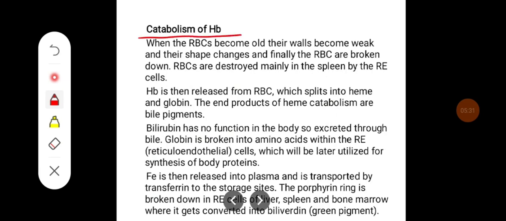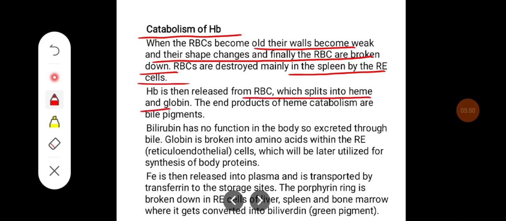Coming to the catabolism of hemoglobin, when RBCs become old, their walls become weak and their shape changes, and finally RBCs are broken down. RBCs are destroyed mainly in the spleen by the reticuloendothelial cells. Hemoglobin is then released from RBC, which splits into heme and globin.